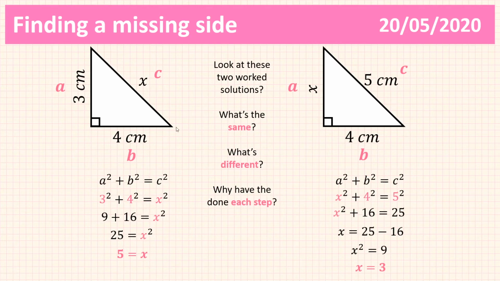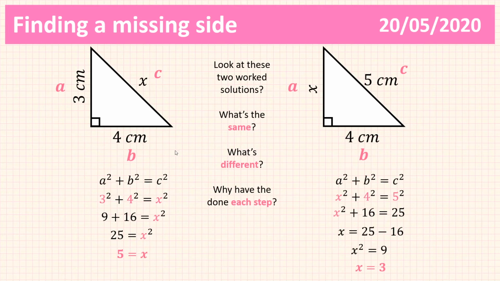Okay, so before we look at any of the working and why we're doing it, let's have a look at the similarities and differences. So both triangles are right angled. We know that. Both triangles are using Pythagoras. We can see that we're using Pythagoras in both triangles. I've got a squared plus b squared equals c squared on the left hand side, a squared plus b squared equals c squared on the right hand side, and we know that's what Pythagoras theorem is.